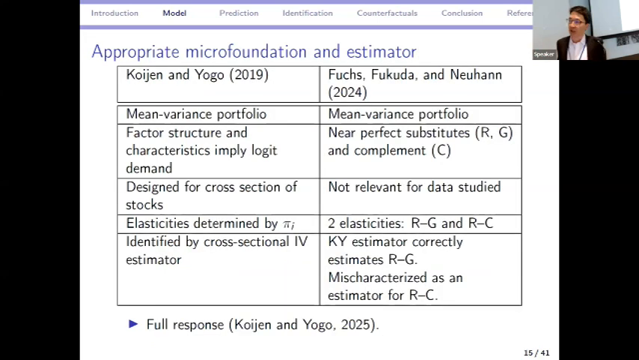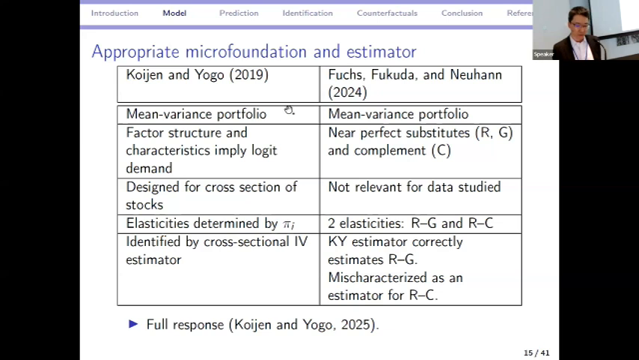Okay, so I want to explain what goes wrong if you have the wrong microfoundation or the wrong estimator. There's a critique of our original JP paper by Fuchs and co-authors that you may have come across. Ralph and I are writing a full response to that paper now, which shouldn't be available yet. But I want to summarize what goes wrong in their critique.